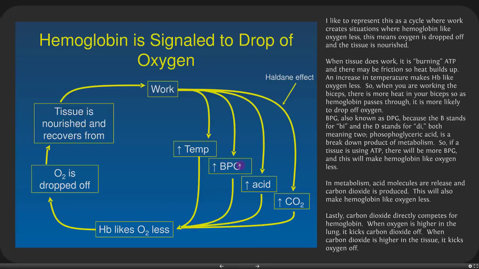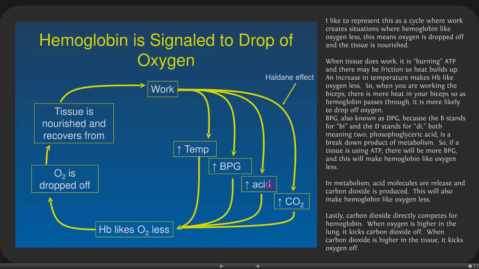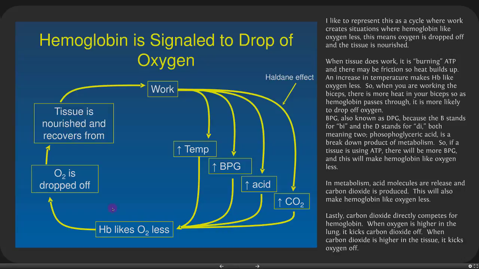BPG is also called DPG because B stands for bi and D stands for di. I don't think you need to know the name phosphoglyceric acid. Certainly don't need to know bi-phosphoglyceric acid or di-phosphoglyceric acid. Just know that this is a breakdown product of metabolism. So if tissue is using ATP, there's going to be more BPG around, and this will make hemoglobin like oxygen less. In metabolism, acid molecules are released and carbon dioxide is produced. Both of these are going to make hemoglobin like oxygen less. We're going to drop off the oxygen and nourish the tissue.